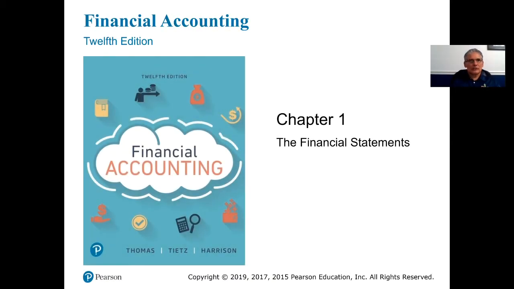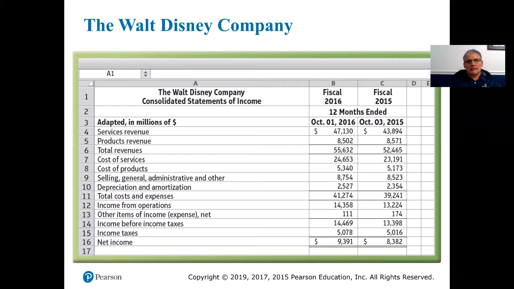Hello, everyone. We're going to start our financial accounting course with reviewing Chapter 1, the financial statements. First thing that you see up on your screen is Walt Disney Company. This is what we would refer to as the income statement, or the way it's labeled here is consolidated statements of income. Income statement, consolidated statements of income, statements of income. Those are really all different ways of saying the same thing.